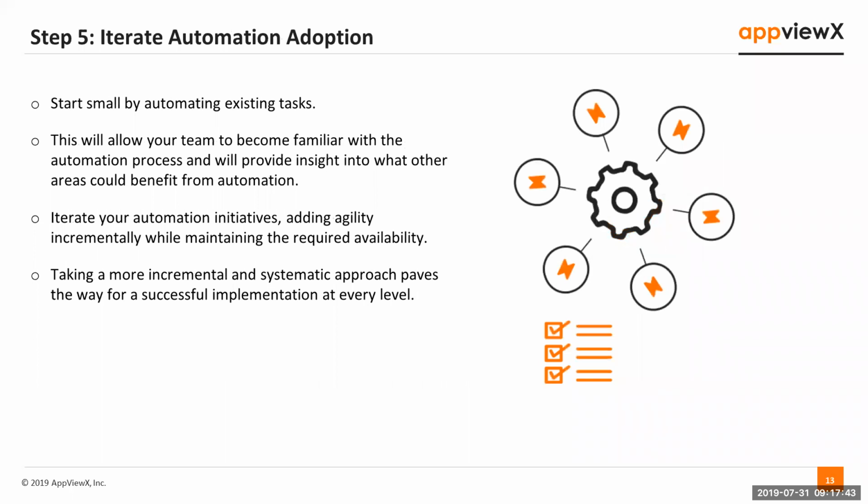Iterate automation adoption. So you start small by automating existing tasks. This will allow your team to become familiar with the automation process and will provide insight into what other areas could benefit from automation. You'll want to iterate your automation initiatives, adding agility incrementally. So it's not a one-time event. It evolves and grows. And you'll want to maintain the required availability. Taking a more incremental and systematic approach paves the way for successful implementation at every level.